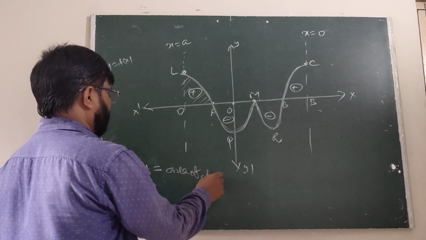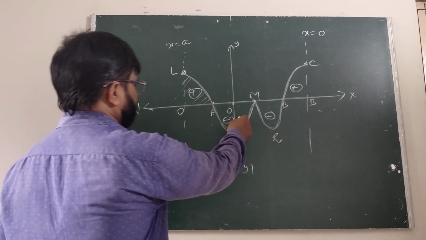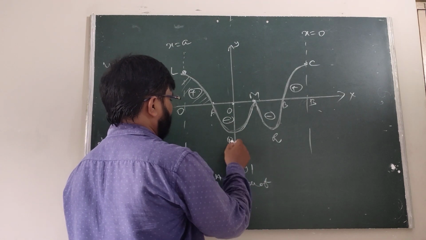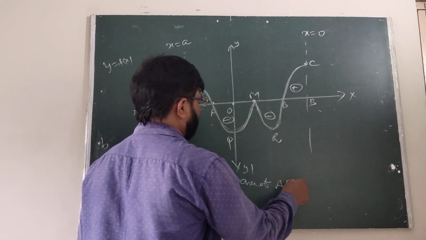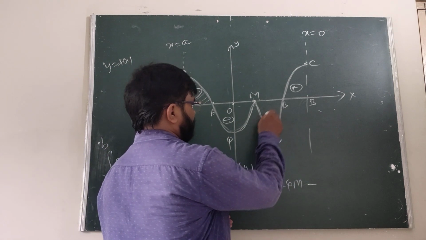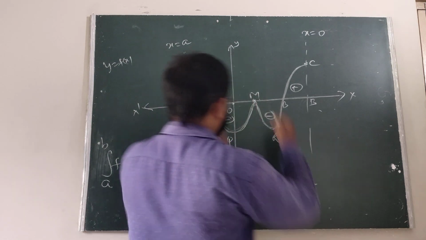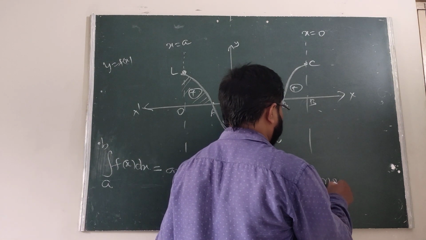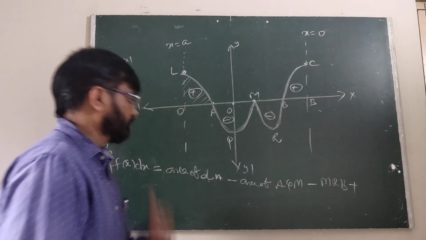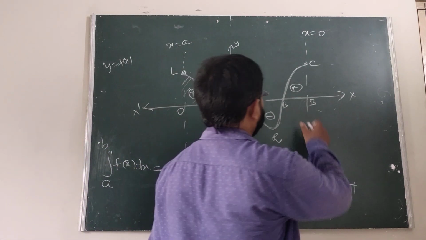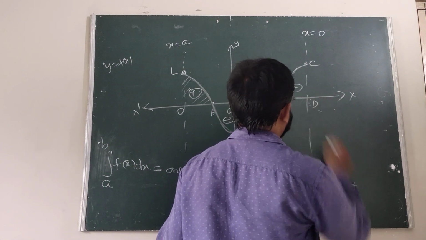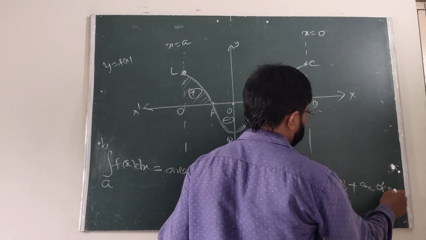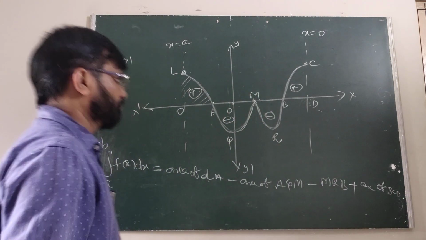Here the area of OLA, and here there is a minus: minus the area of AQM. Area of the AQM, with a minus, because it is below the x-axis, minus, and above the x-axis, plus. Plus the area of MRB, plus the area of BCD. Area of the BCD.